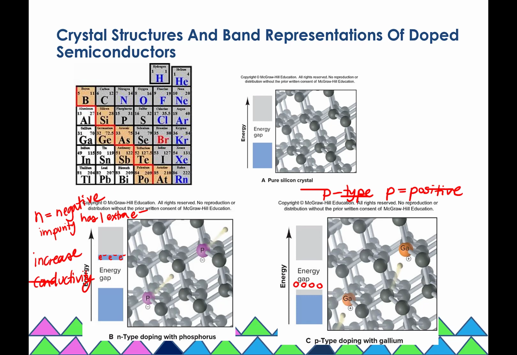So gallium occupies some lattice sites, which you can see here. And gallium has fewer electrons, creating holes or a positive site. Essentially, we're introducing empty orbitals. And so again, this is going to increase the electrical conductivity because it's going to be easier for electrons to be excited from this valence band into these holes.